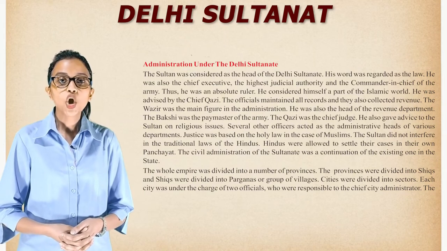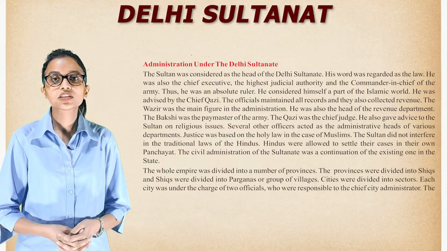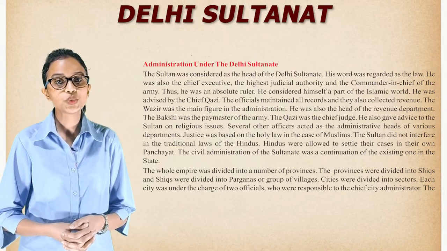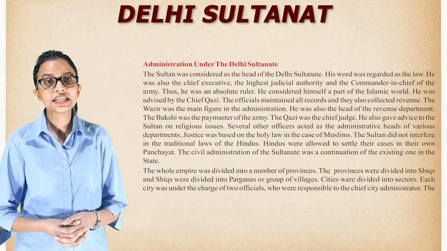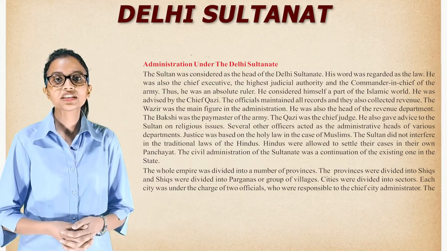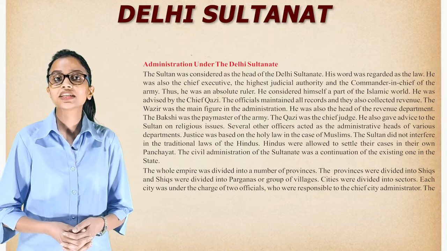Justice was based on the holy law in the case of Muslims. The Sultan did not interfere in the traditional laws of the Hindus. Hindus were allowed to settle their cases in their own panchayat. The civil administration of the Sultanate was a continuation of the existing one in the state.